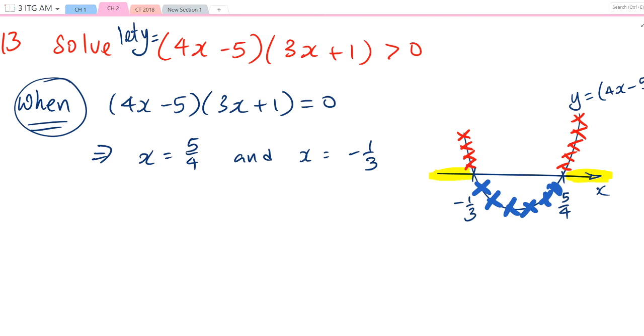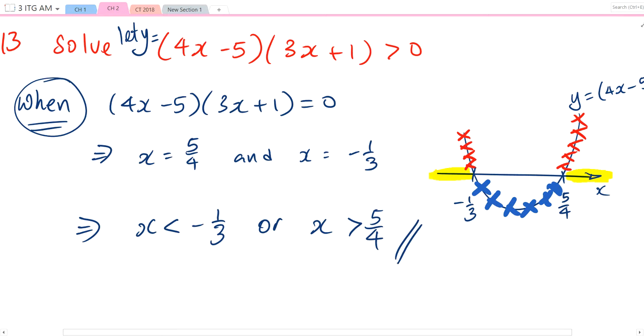Therefore, what is the answer? Once I have my graph, I got my highlighted parts already. Your job is to describe the yellow highlighted parts. What is the answer? X is less than, or? That's it.